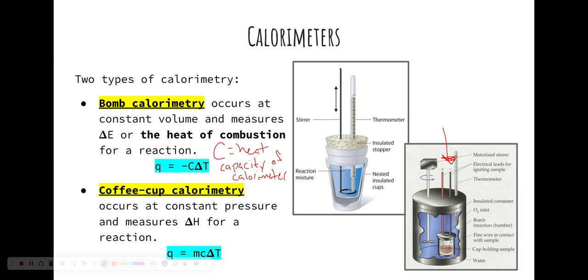Now, what we'll do in class is use coffee cup calorimetry on a future lab, which occurs at constant pressure, and this measures the change in enthalpy for a reaction, and you ultimately use Q equals MC delta T to calculate that heat exchange. So Q equals MC delta T is used to calculate the heat transfer in coffee cup calorimetry. In order to calculate the heat transfer in bomb calorimetry, we use Q equals negative capital C times delta T. So those are our two types of calorimeters.